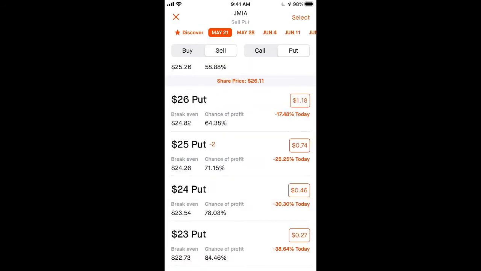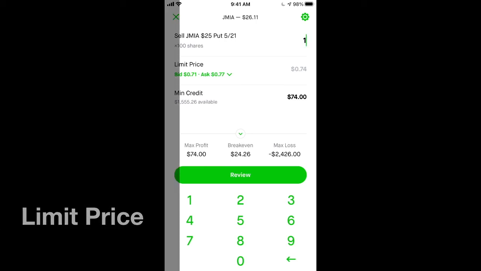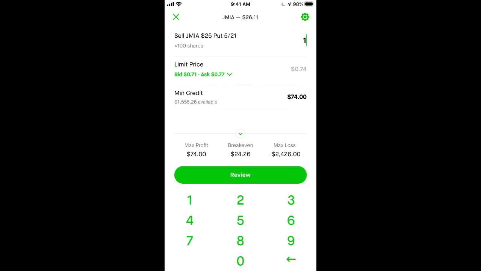I explained that box on the right-hand side, the $0.74, which basically means you're paying 74 cents per share for every contract. If I click on this and click on one, I want one contract, which has 100 shares in it. Right there, it says sell Jumia 25 puts, times 100 shares. So one contract has 100 shares. At the bottom of that, you see limit price and the range, bid and ask. Bid and ask just means the range. You can get the stock within $0.71 and $0.77, so you can put your price anywhere in between, and hopefully you get the price that you want.